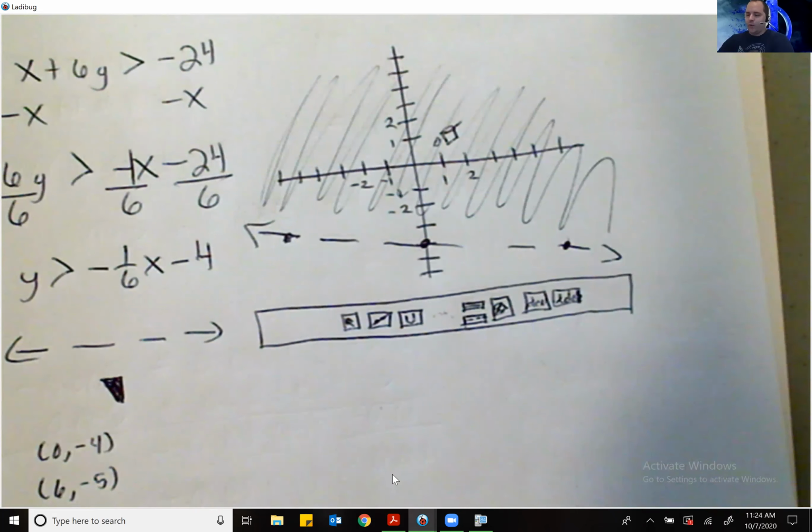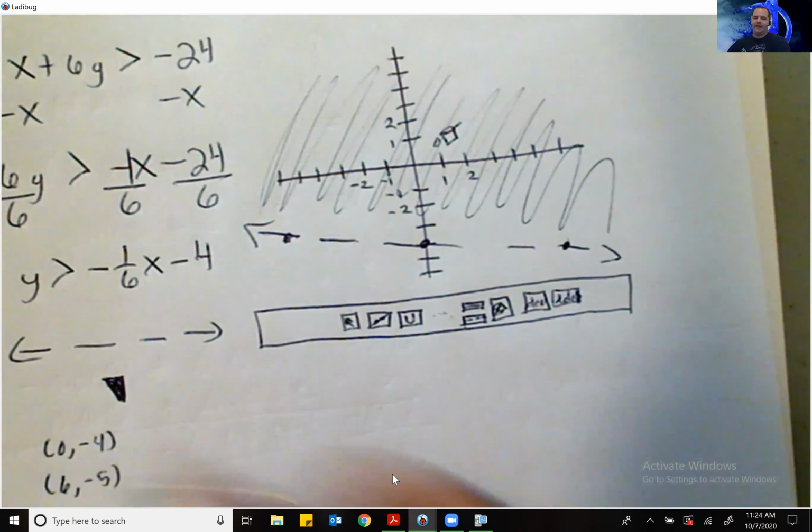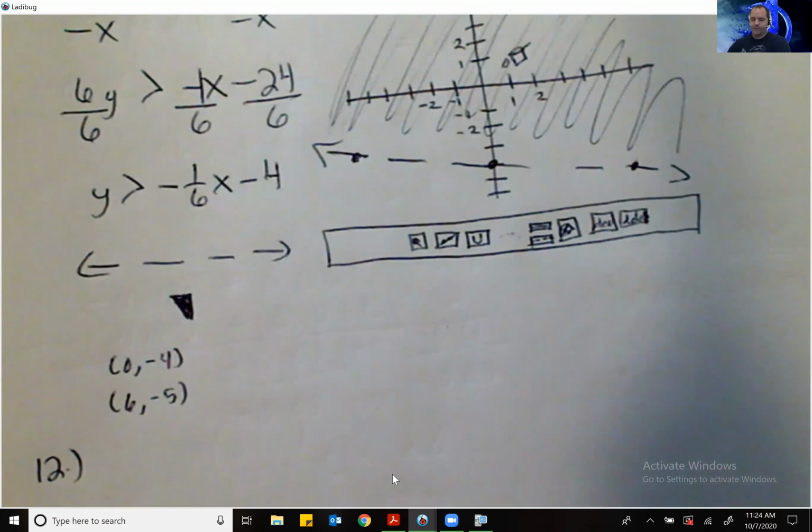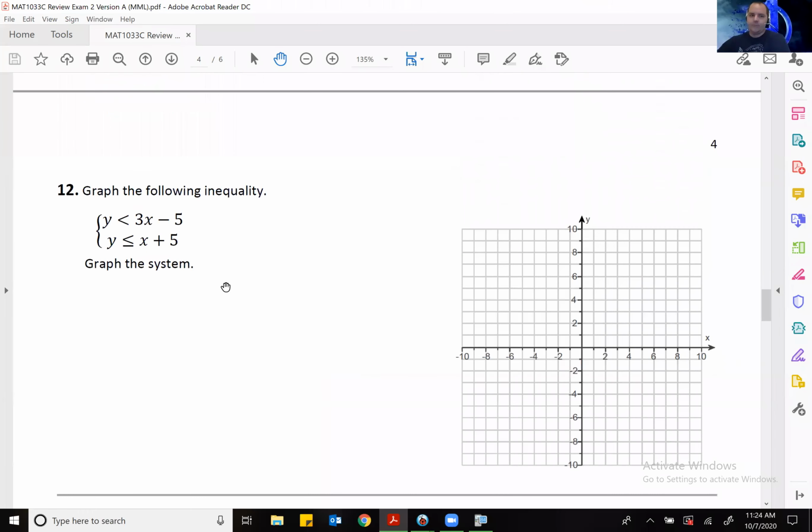The next problem, number 12, is the exact same idea, except this time we have 2 of them. Okay? So here's our next one. We've got the system y less than 3x minus 5, and we also have y less than or equal to x plus 5. Okay? Are these equations ready to go into my calculator? Yes.